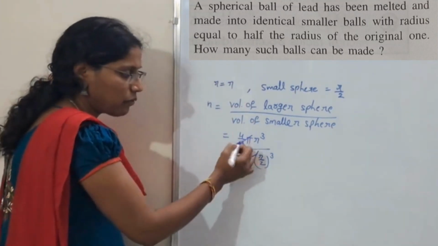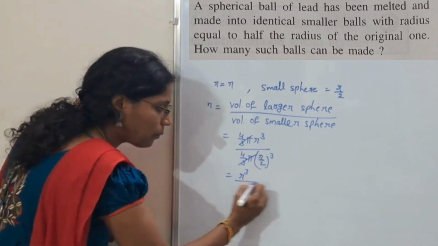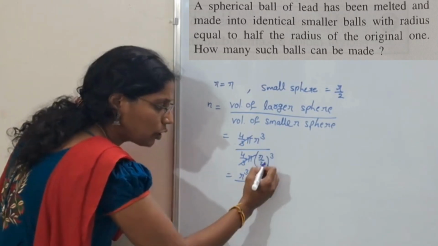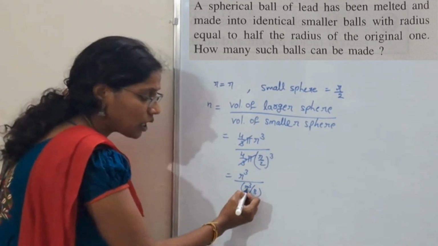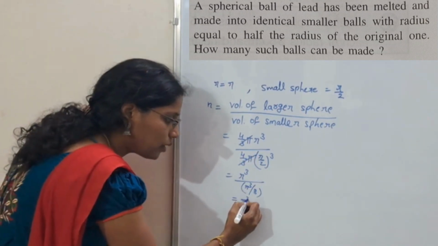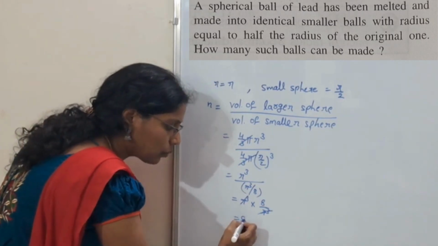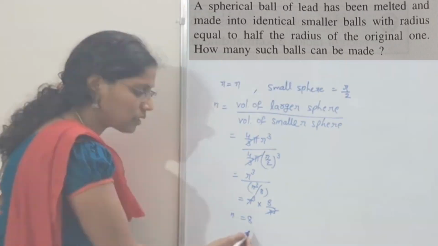Here 4 by 3 pi, 4 by 3 pi cancel. Remaining r cube by 2 cube, 8. Here r cube by 8, we have to shift to the numerator. R cube into reciprocal, 8 by r cube. R cube cancels. Total number of spheres is equal to 8.